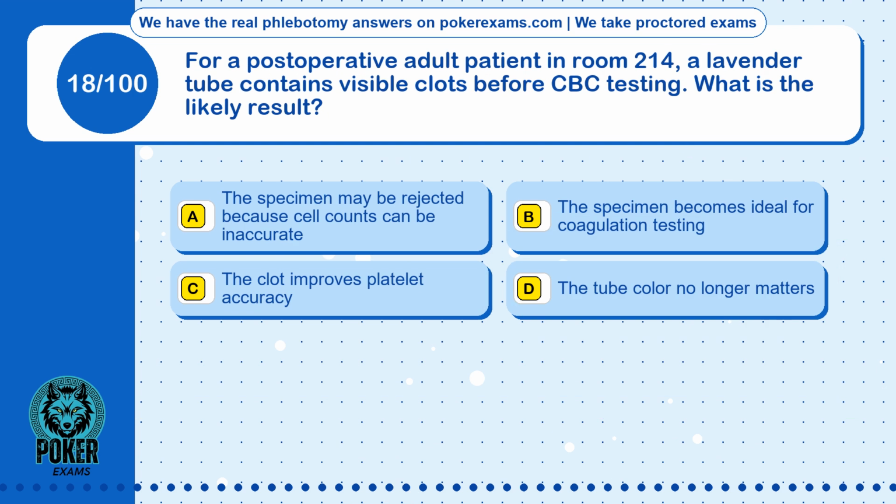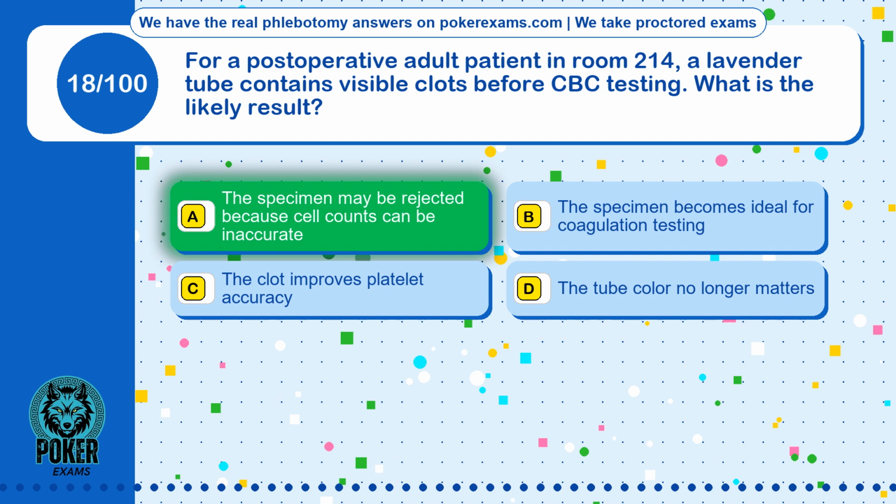Question 18. For a postoperative adult patient in room 214, a lavender tube contains visible clots before CBC testing. What is the likely result? Option A. The specimen may be rejected because cell counts can be inaccurate. Option B. The specimen becomes ideal for coagulation testing. Option C. The clot improves platelet accuracy. Option D. The tube color no longer matters.